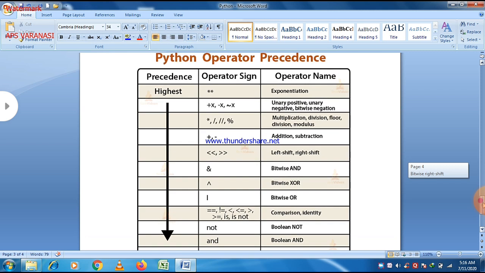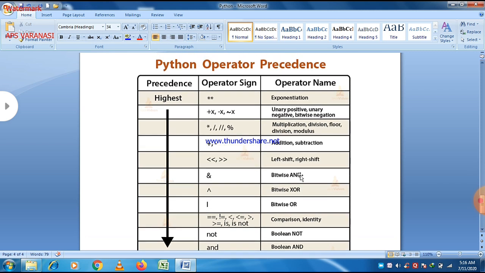Now the last topic related to Python operators is Python operator precedence. Operator precedence says that there is a particular order which should be followed when there are many operators in a single statement. As we know, in mathematics we learn the BODMAS rule. In a similar manner, Python operators also have a precedence or a formula.